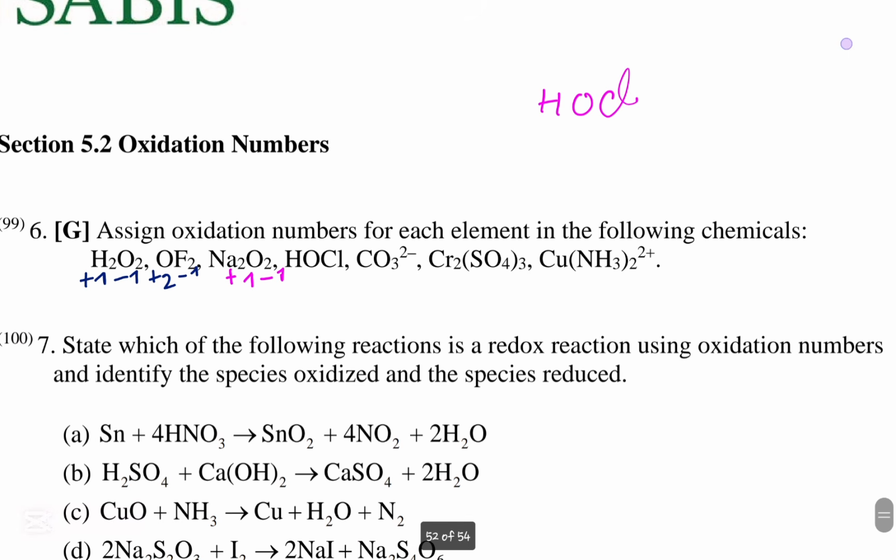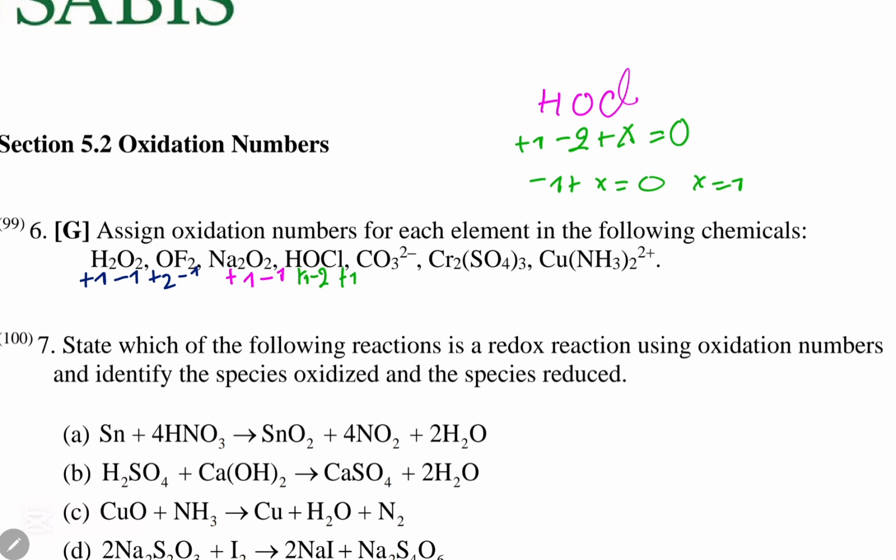Okay. So hydrogen and oxygen take the importance. So that's plus 1 minus 2 plus X. All in all, it will give me an answer of what? It will give me an answer of 0. So plus 1 minus 2, that's going to be minus 1. So minus 1 plus X is equal to 0. X is then equal to 1. So I have hydrogen to be what? I have hydrogen to be plus 1, oxygen to be minus 2, and chlorine to be plus 1.